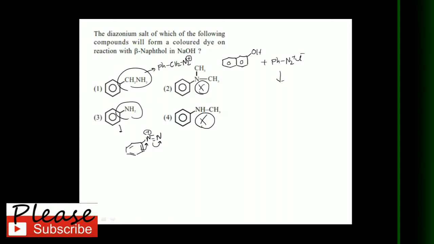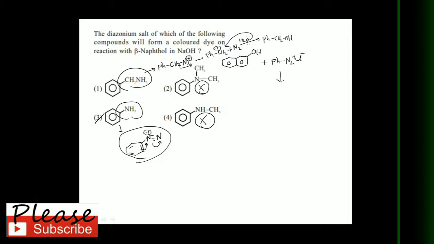In aliphatic amines, in the diazotization process, there is a ready loss of N2, giving CH2 plus. It is then attacked by a water molecule followed by deprotonation, so alcohol is the product. But aromatic diazonium ions are a little bit stable. These can be involved in a coupling reaction. So the answer is 3.